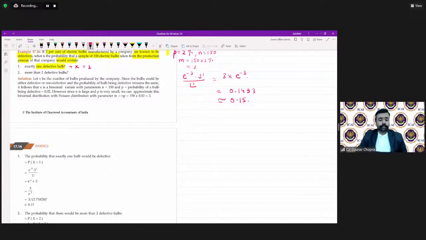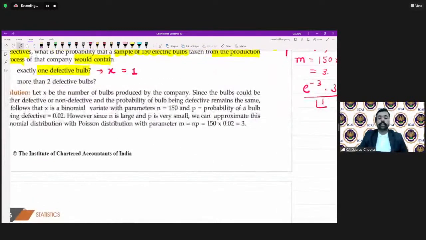So this was the first part. Now in the second part, what is the requirement? More than 2 defective bulbs. See what we will write as X. Now you can comment on this X. How to solve this second part and what will be X? More than 2 defective bulbs. Come on, now you have to tell the correct answer.